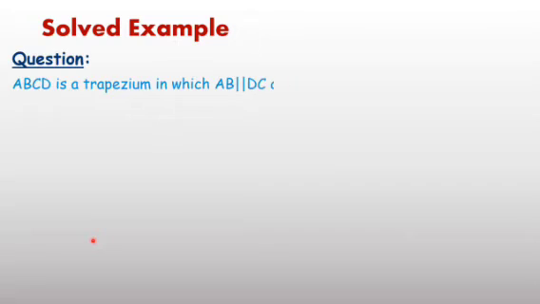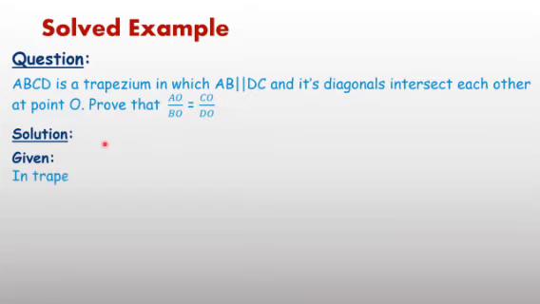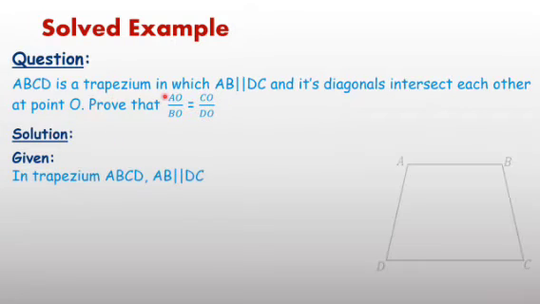which are important. First question: a trapezium is given in which AB is parallel to DC. If the diagonals of the trapezium intersect at O, then you have to prove AO upon BO equal to CO upon DO. Now the solution. Given part: from the question you can easily write the given part. In trapezium ABCD, AB parallel to DC.